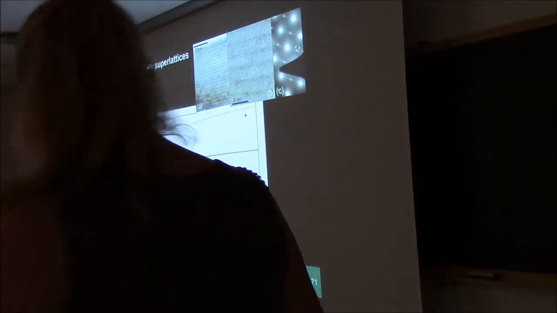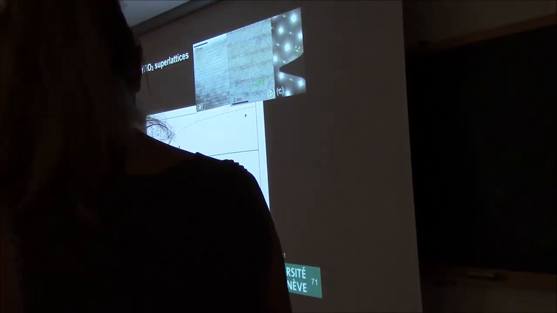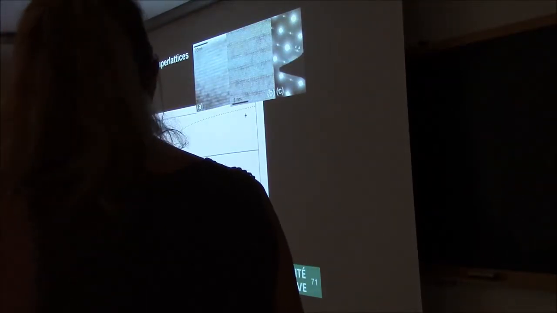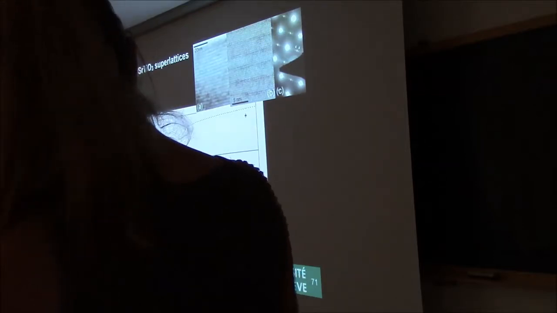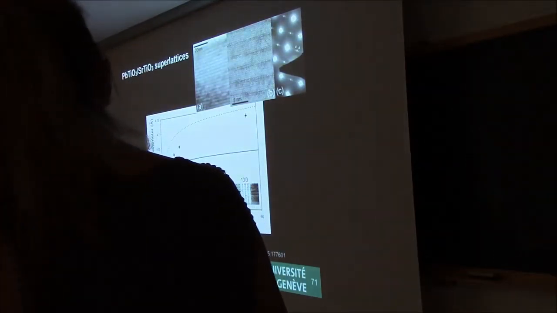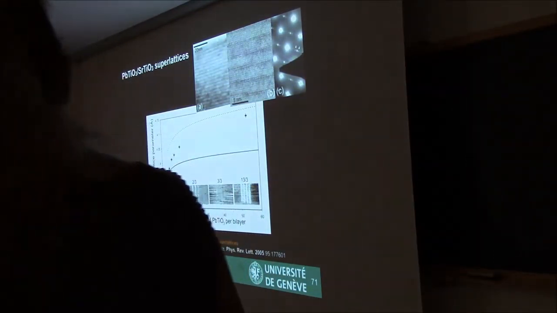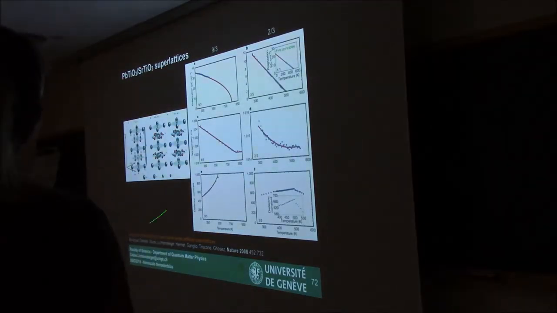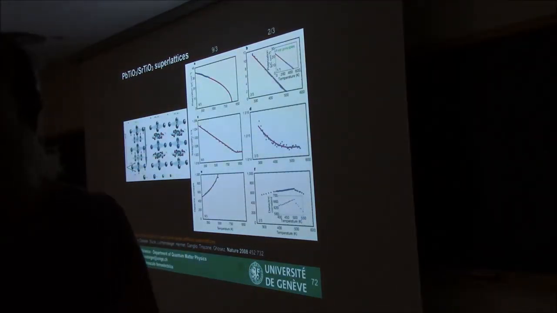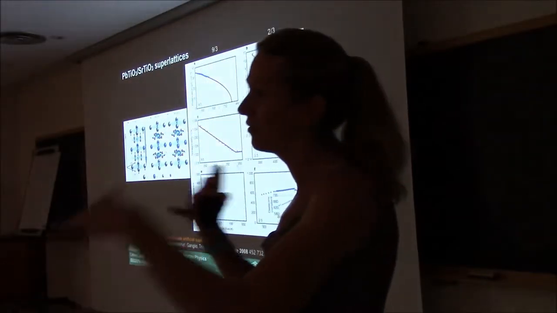We did also a lot of work with superlattices. Again, some very nice images where you see that by changing the number of unit cells or the thickness of the PTO layers, you can change the C-axis and therefore the polarization. We also saw some improper ferroelectricity that is coming from really a surface effect.